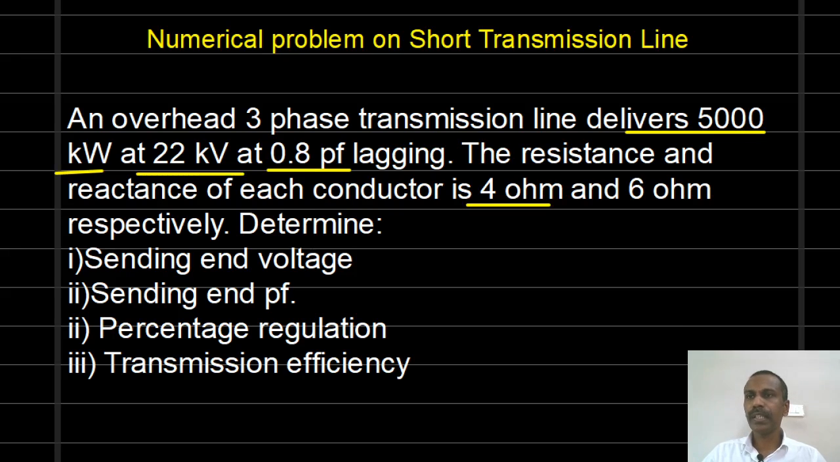The resistance of the line is 4 ohm. The reactance is 6 ohm. We need to find out the sending end parameters.